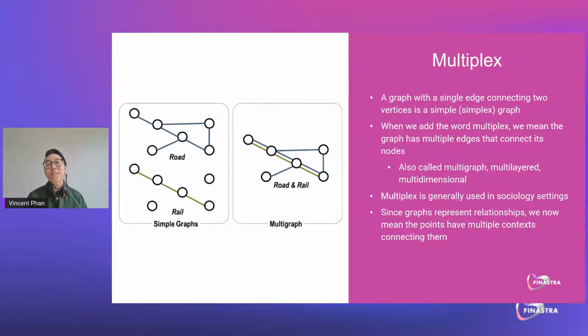There are some places that are only connected through roads, but in the middle line you can take a rail through, but you can also take a road through. We also call these graphs multi-graphs, multi-layer graphs, or multi-dimensional graphs. Multiplex is generally used in the sociology setting, and since we're using these graphs to represent relationships, we have points that have multiple contexts connecting them. So instead of a road and rail, we're thinking of John and Joe, who are maybe coworkers, and they're also friends.